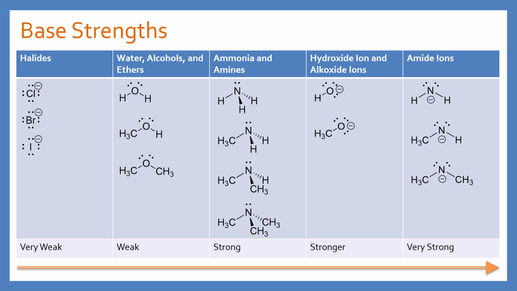Next, we have ammonia and amines. This is starting to move in the direction of strong. And then we have hydroxide ions and alkoxide ions. These are the conjugate bases of the items that are one column over. This doesn't have a conjugate base, that's why you don't see one listed. So what we've done is we've taken off the proton, which is going to make this a much, much stronger base.